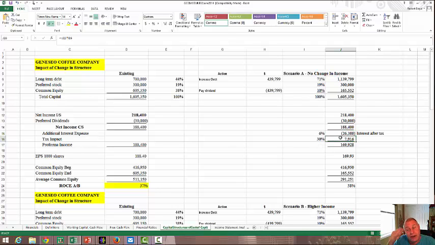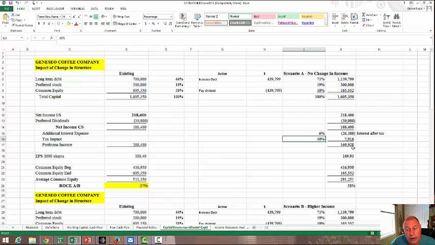Because interest is deductible for tax purposes, that expense will create a tax benefit of 30% of 26,388 because that's the effective tax rate. So what happens is the income drops from 188,400 to 169,928. We started out with the 188,400, but we had additional interest expense. So we have reduced income.